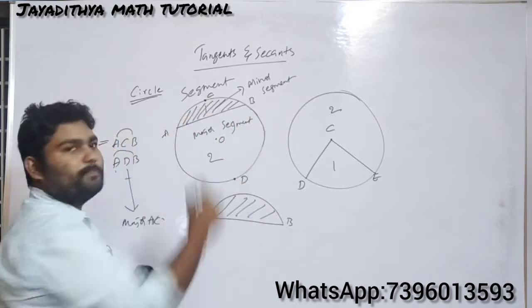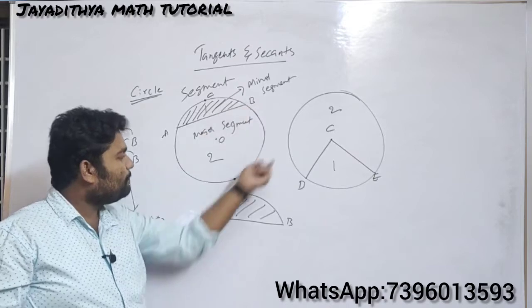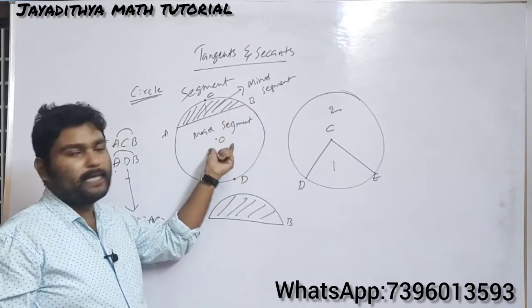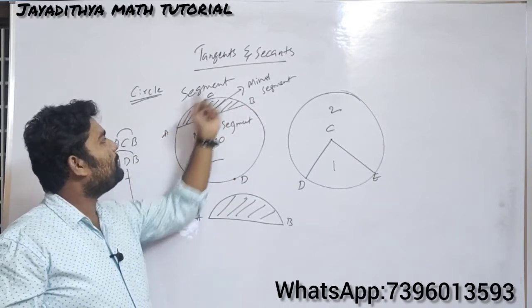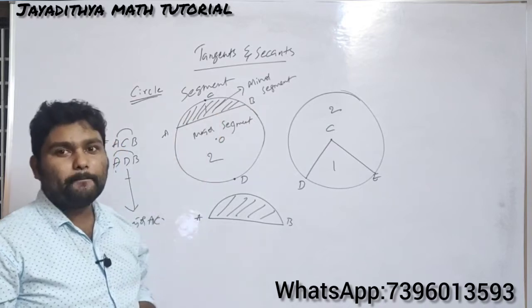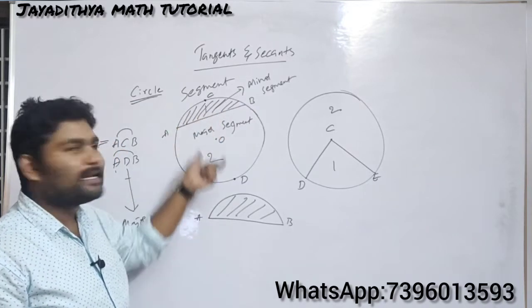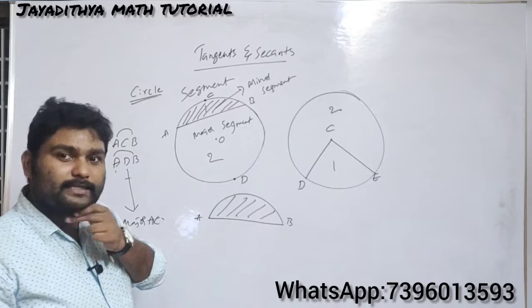Here the arc is known as major arc, and the area enclosed by the major arc and the chord is known as major segment, and the area enclosed by the minor arc and the chord is known as minor segment. So the chord divides the circle into two parts known as segments here.